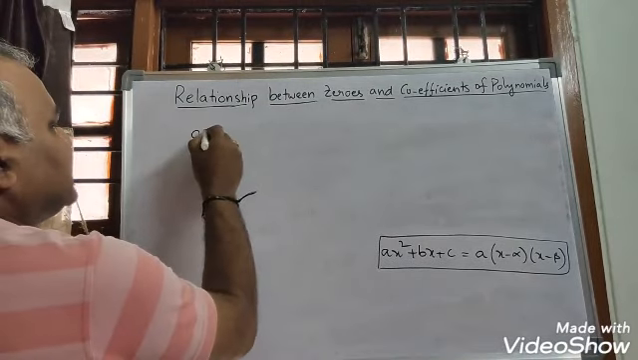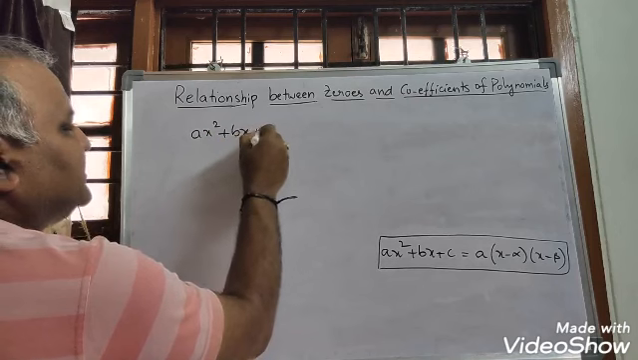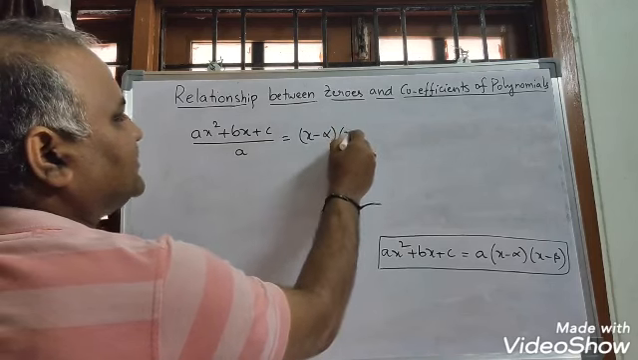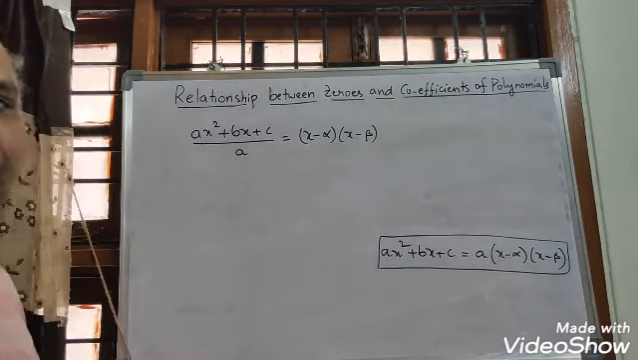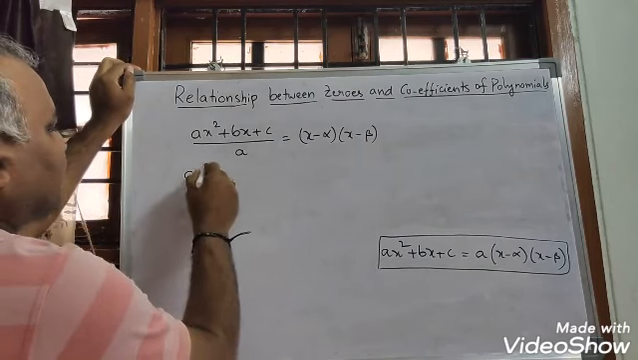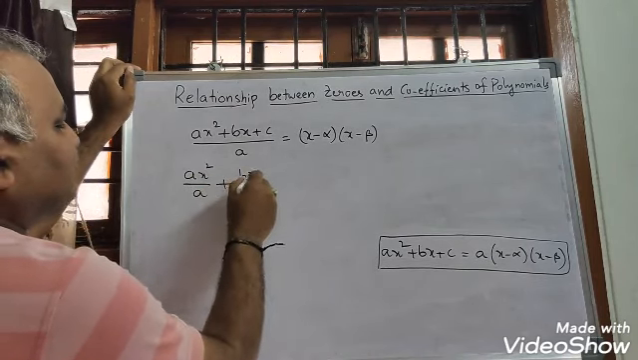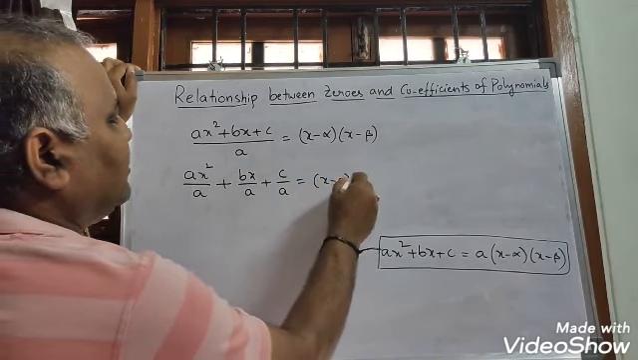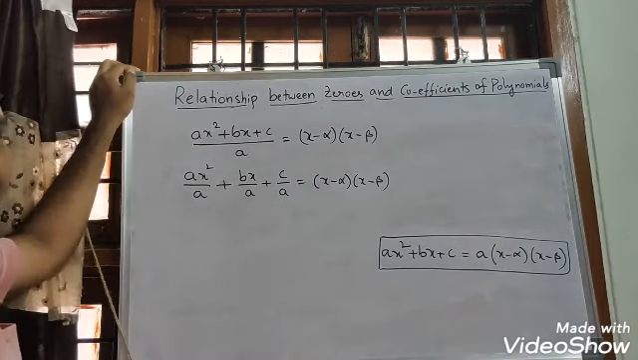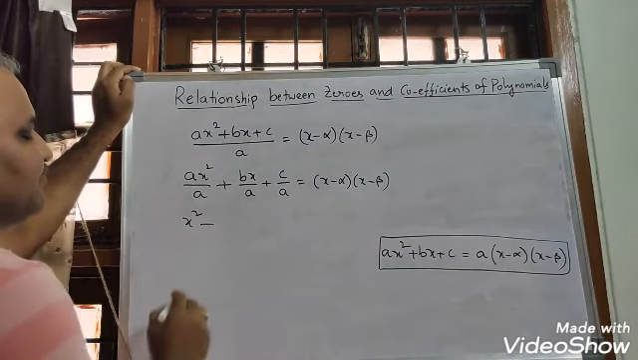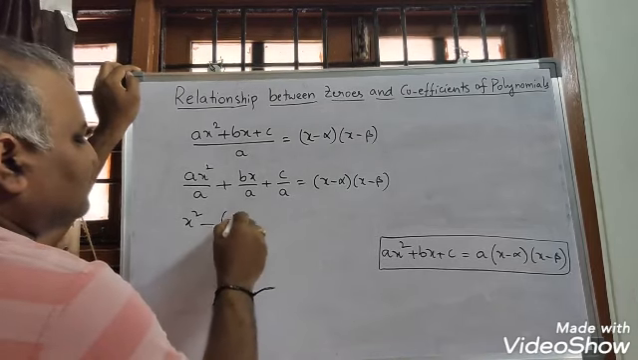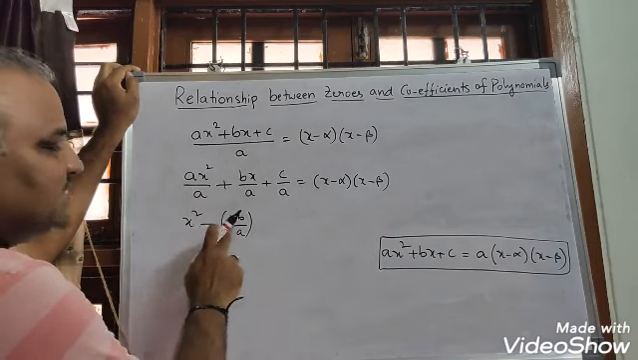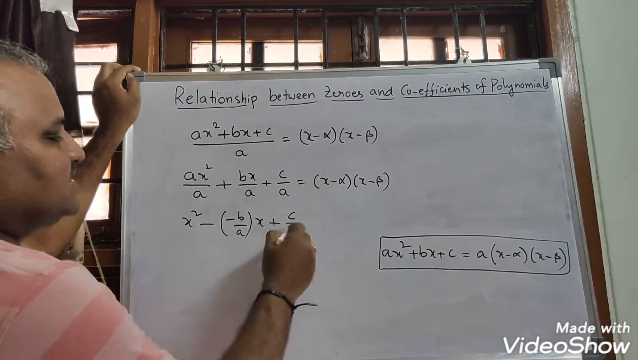Therefore here we can write ax square plus bx plus c divided by a is equal to x minus alpha into x minus beta. This is nothing but ax square by a plus bx by a plus c by a is equal to x minus alpha into x minus beta. So this is x square, and we can express this as minus of minus b by a into x, plus c by a.